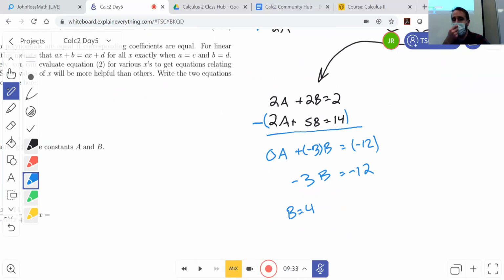And once we know b is equal to 4, we can double back and figure out what a had to be, right? If a plus b equaled 1, or if 2a plus 2b equaled 2, right? So a plus b equals 1. B is equal to 4, so a plus 4 equals 1. So a had to equal negative 3.